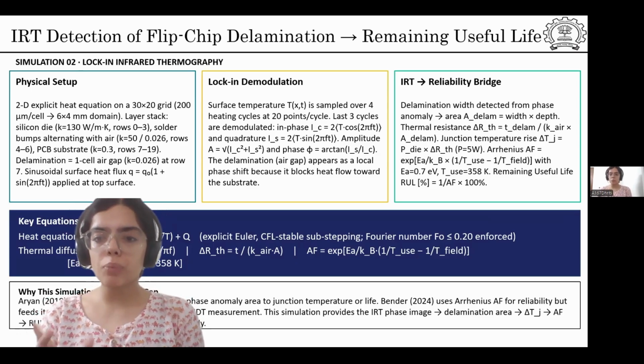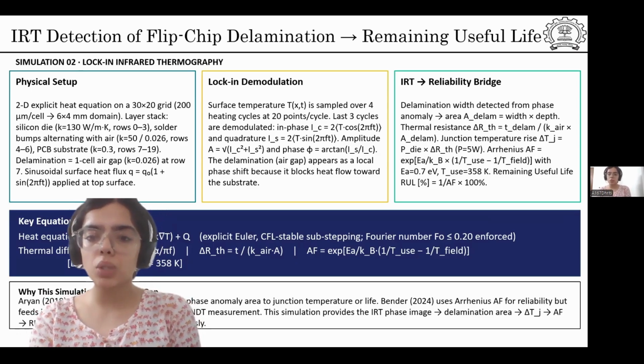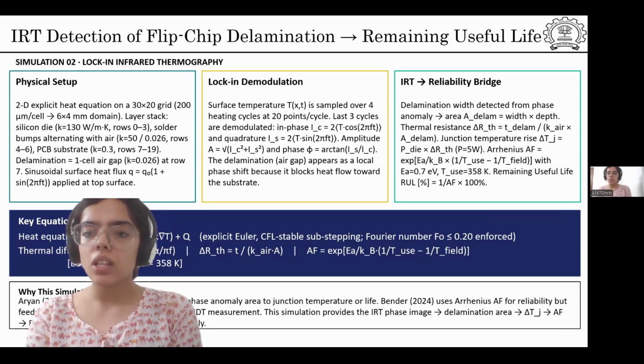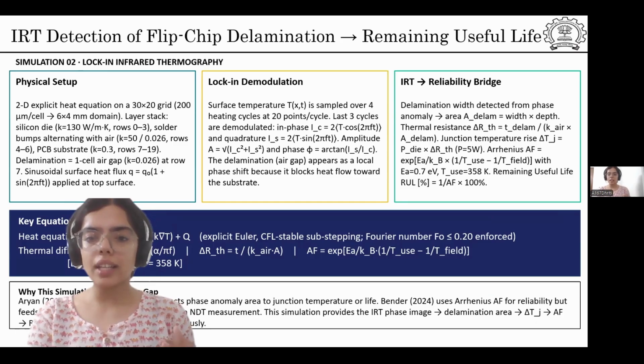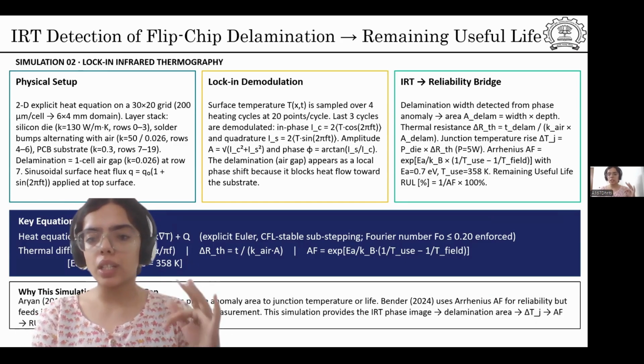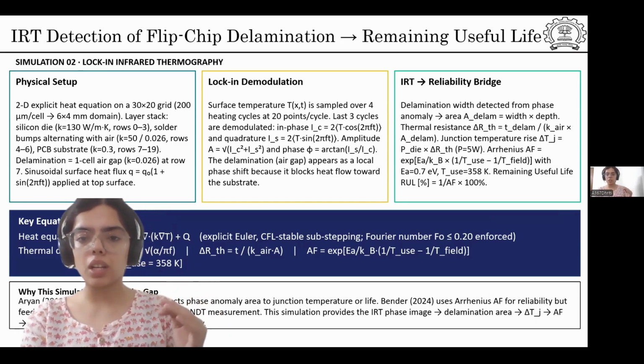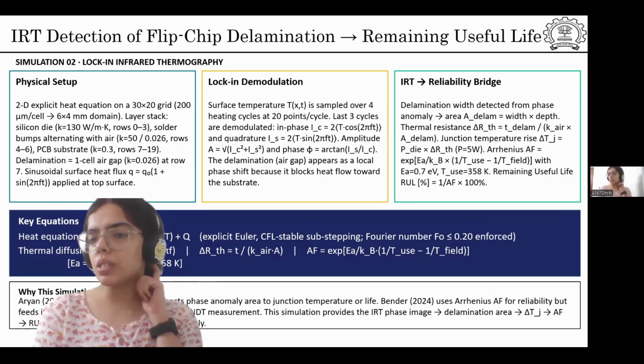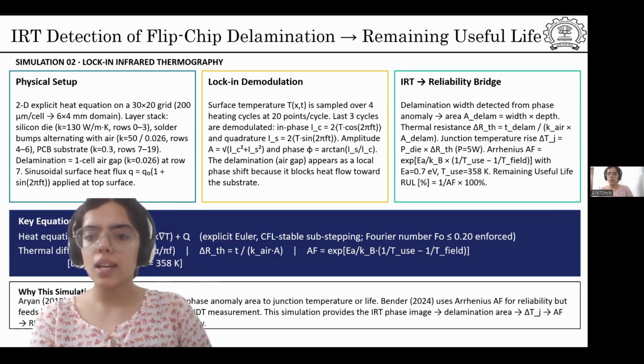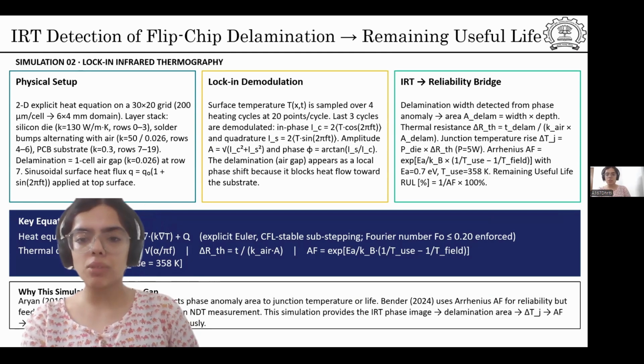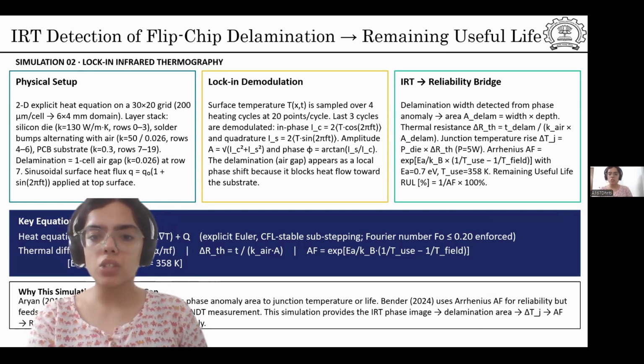We model a flip chip cross section as a 30 by 20 grid with 200 micrometer cell size, a 6 by 4 millimeter domain. The layer stack is silicon die at the top with thermal conductivity of 130 watts per meter Kelvin, solder bumps alternating with air gaps at K equals 50 and 0.026, PCB substrate at K equals 0.3, and the delamination of one cell air gap at row 7 with K of 0.026.